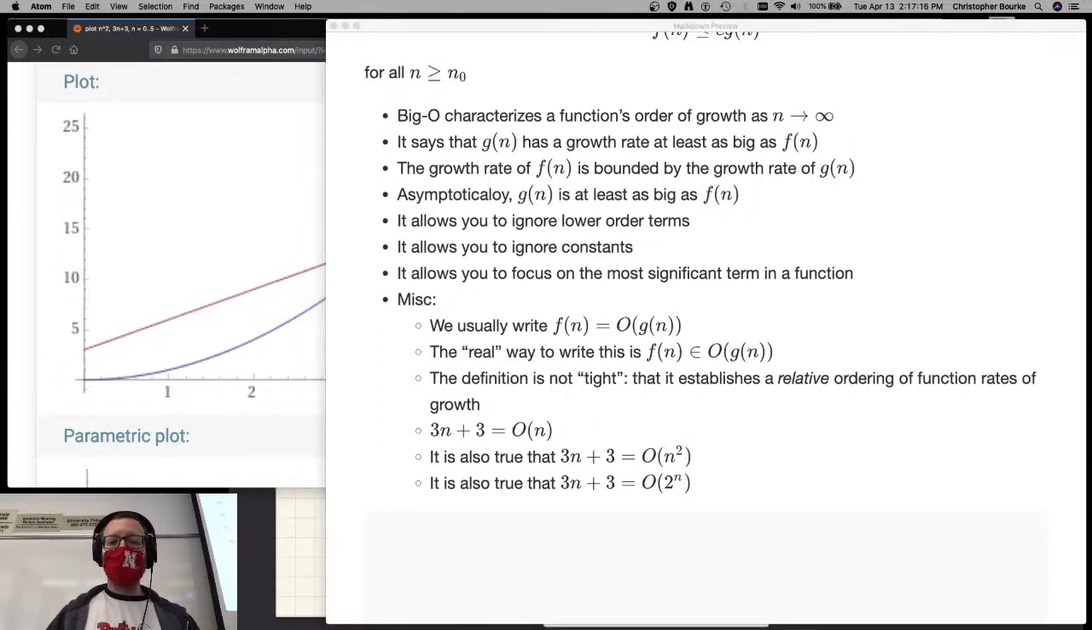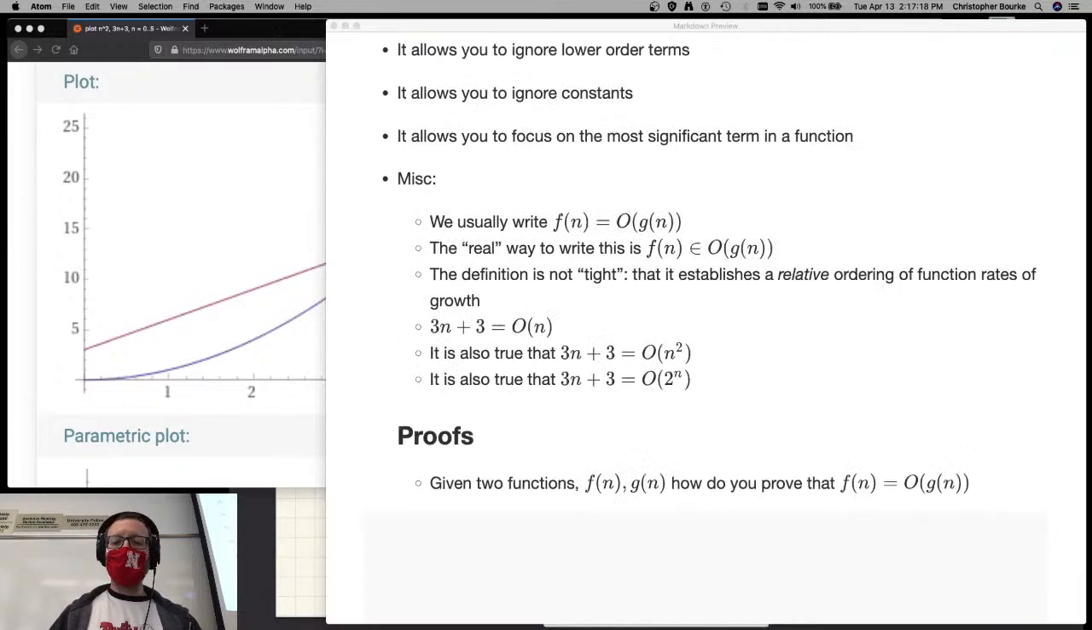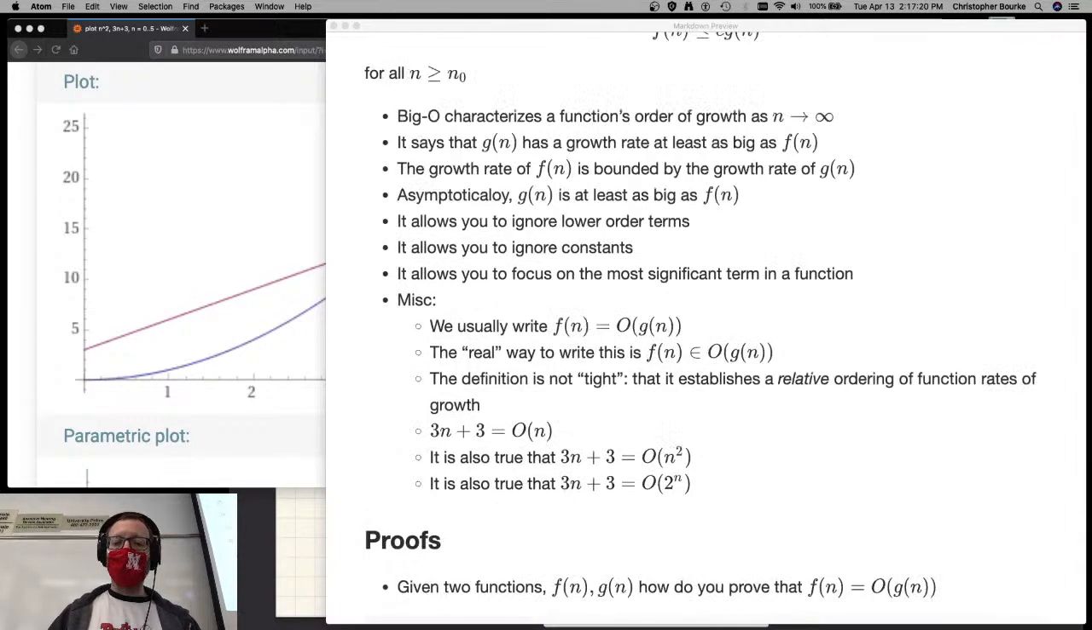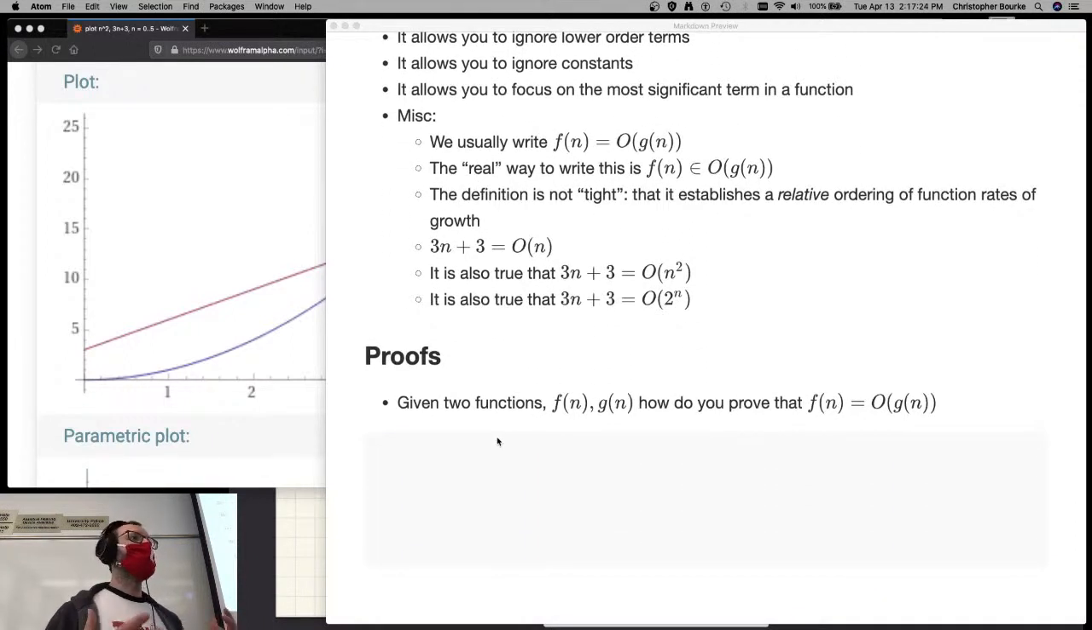The question is, given these two functions, f of n and g of n, how do you prove that f of n is O of g of n? First of all, you've got to come up with an intuition saying that, well, that one looks like it has a higher order of growth, and that one looks like it has a lower order of growth. So I set up my supposition that f of n is O of g of n. If they're opposite, well, just go ahead and swap them, right? Once you've done that, though, there are two techniques that I'm going to show you.